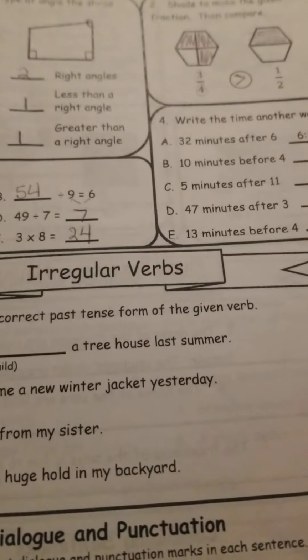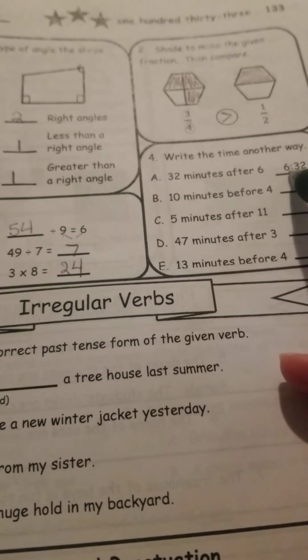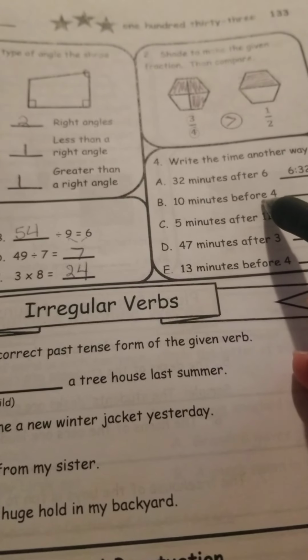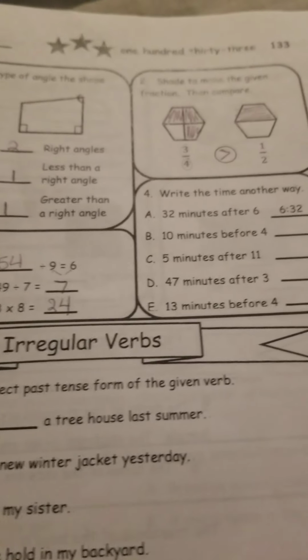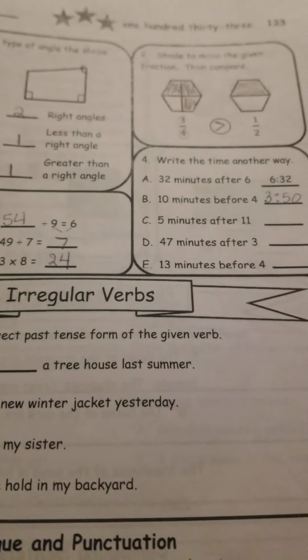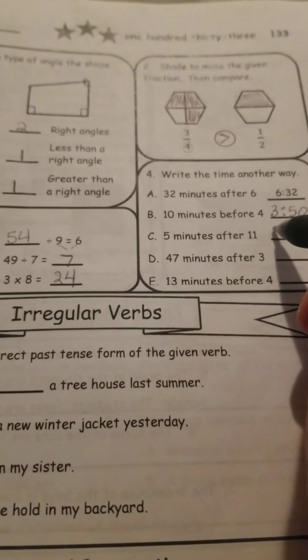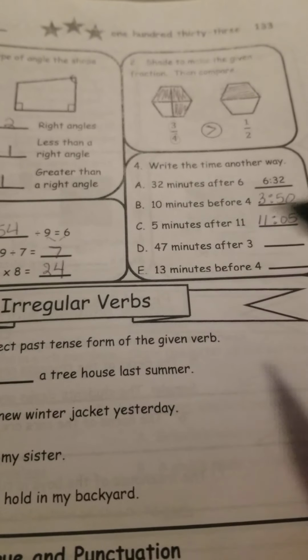Okay, write the time another way. 32 minutes after 6 is 6:32. 10 minutes before 4. So it's not 4 o'clock yet, it's 10 minutes before that. So that's going to be 3:50. 5 minutes after 11. After is 11:05.